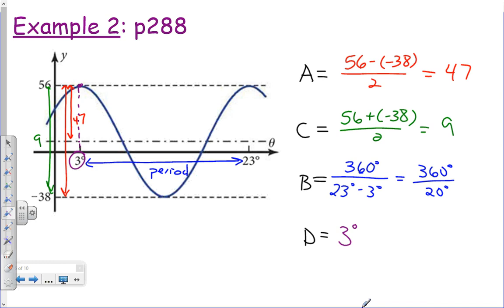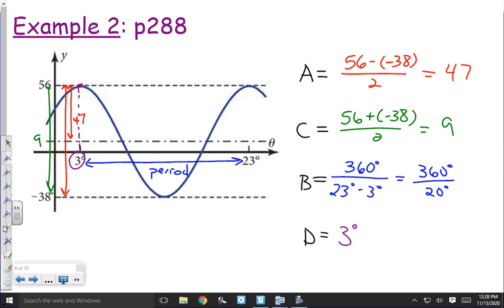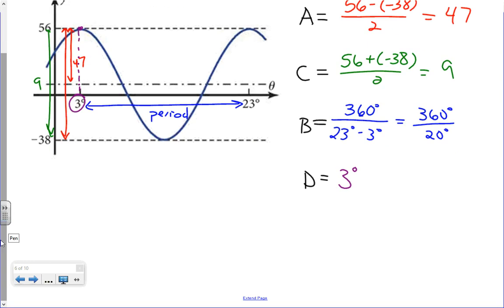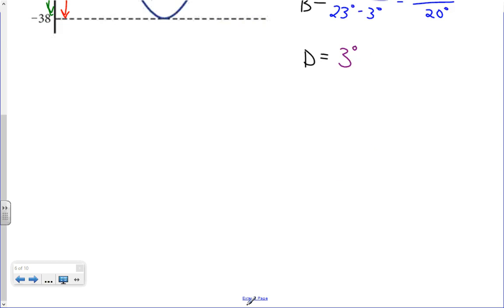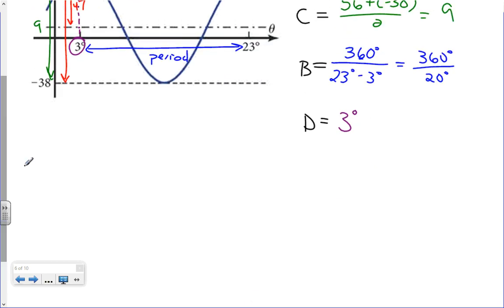All right. Now let's go ahead and answer the question that they asked us here. They didn't ask us for A, B, C, and D yet. They did ask us to write the equation, so we're going to need that. But they asked us to list what the period and the frequency and so forth are. So let's list those. So we have a period that we found was equal to 23 minus 3 degrees, which is 20 degrees.